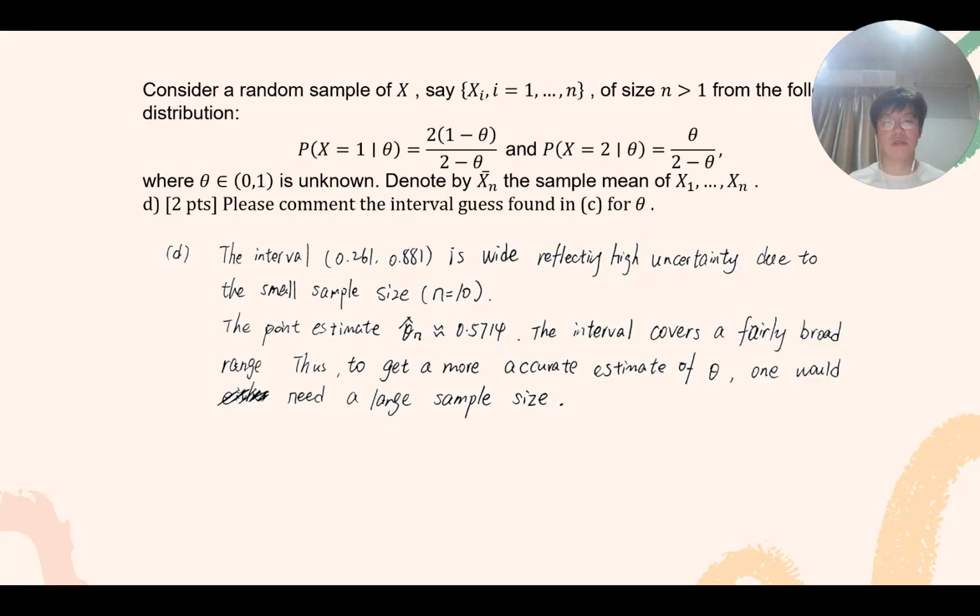So the interval is wide, reflecting high uncertainty due to the small sample size. For the point estimator theta hat, the interval covers a fairly broad range. Thus, to get a more accurate estimate of theta, it needs a larger sample size.